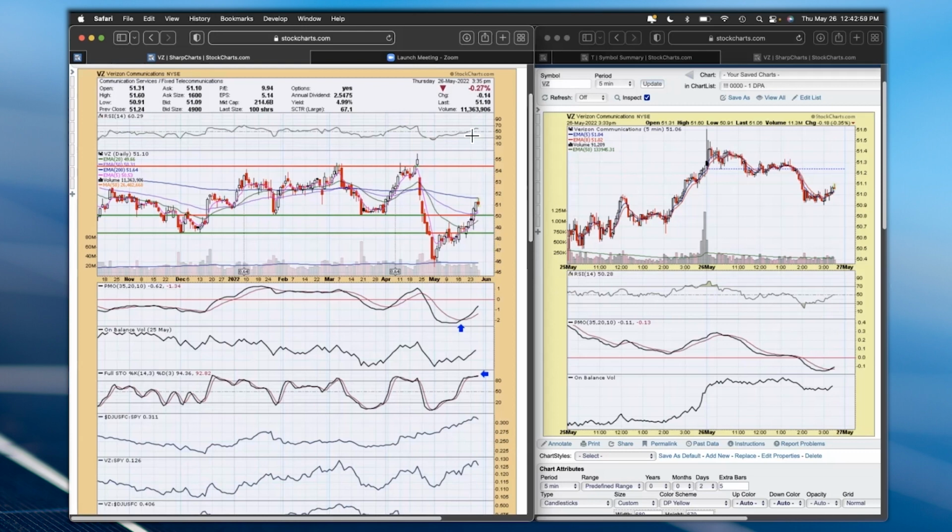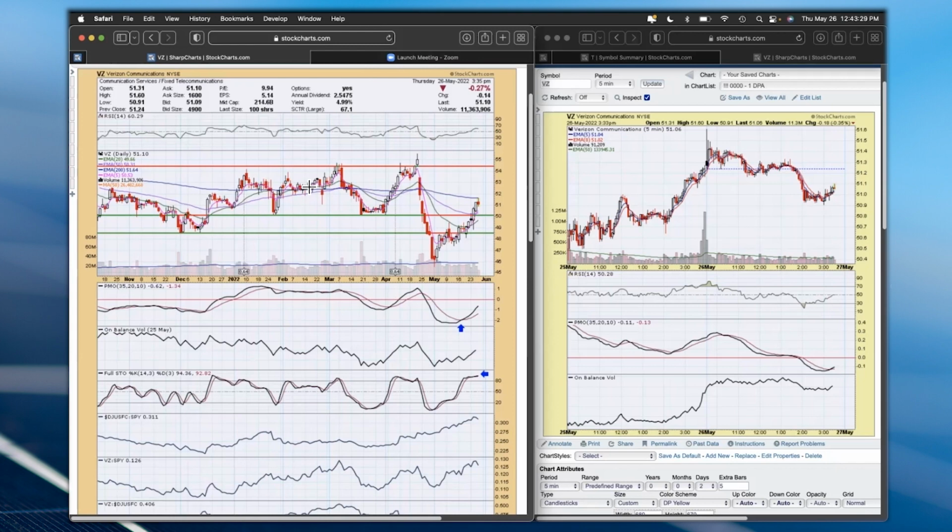First of all, I have the chart of Verizon, the daily chart on the left, and on the right, the 5-minute candlestick. On the left, I do my analysis to decide whether I want the stock or not. I don't use the 5-minute chart for that. I use the 5-minute chart because it gives me plenty of candlesticks to help me time those entries and exits, but it's really not for determining whether you want the stock or not.